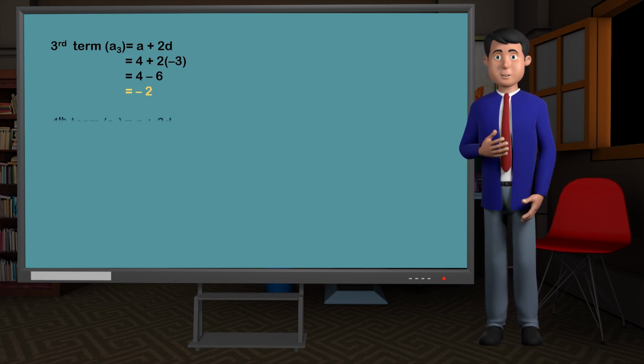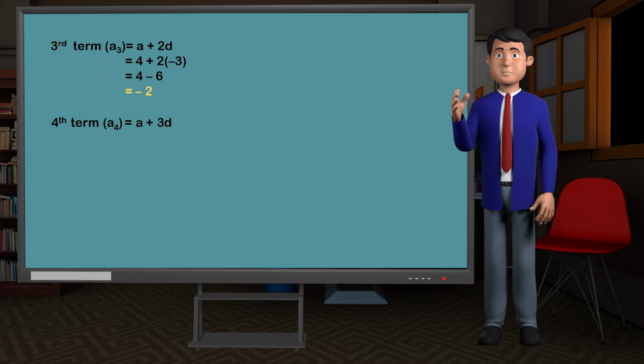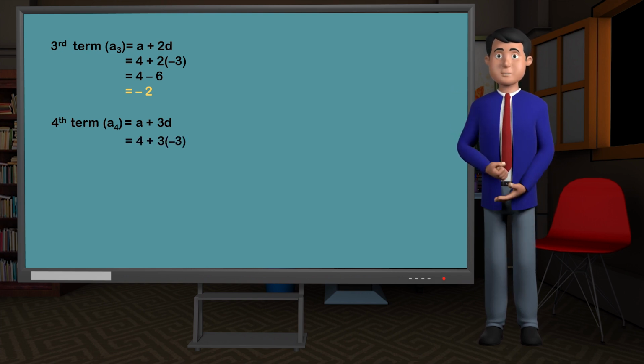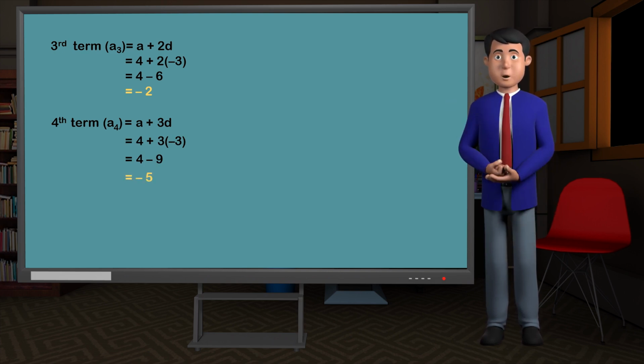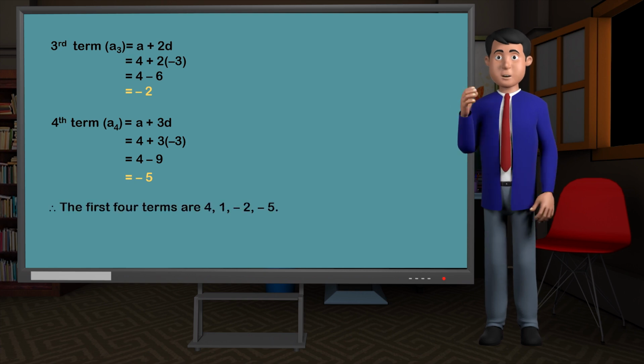Fourth term A4 is equal to A plus 3D, that is equal to 4 plus 3 into minus 3, that is equal to 4 minus 9, that is equal to minus 5. Therefore, the first four terms are 4, 1, minus 2, minus 5.